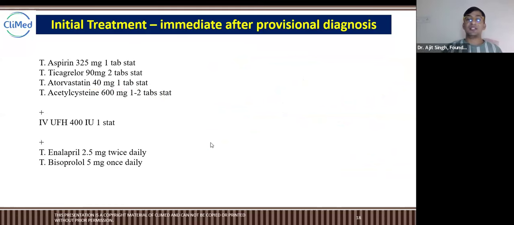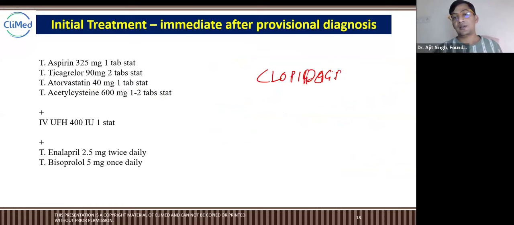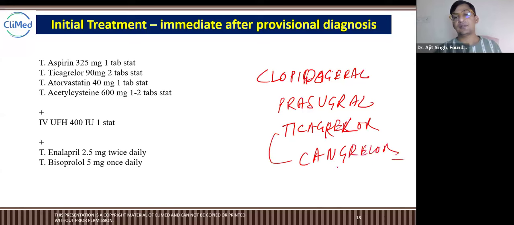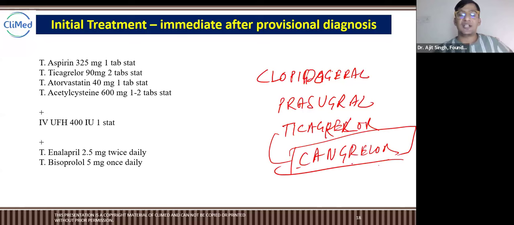Prasugrel, second generation name is prasugrel. If you read, first is clopidogrel, then prasugrel, then ticagrelor. Now there is cangrelor also, similar to ticagrelor, but not being used in India right now much.